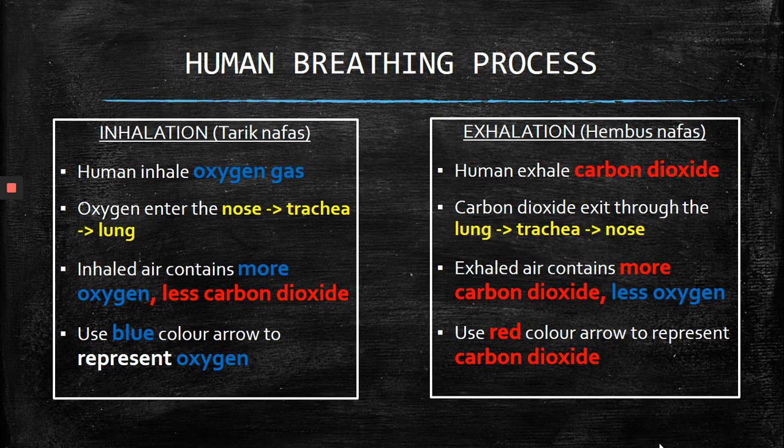The second point is the flow of the air. During inhalation, oxygen enters starting from the nose, it goes to the trachea, and then to the lung. Compared to exhalation, carbon dioxide is removed from the lung, trachea, and nose. Do remember that the trachea is always in the middle. So the changes in position only relate to the nose and the lung.